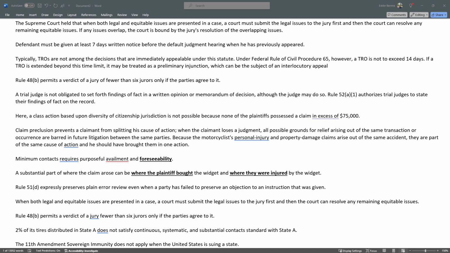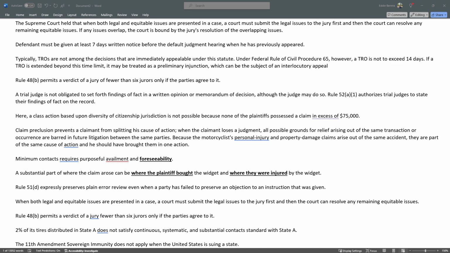Minimum contacts requires purposeful availment and foreseeability. A substantial part of where the claim arose can be where the plaintiff bought the widget and where they were injured by the widget. Rule 51(d) expressly preserves plain error review even when a party has failed to preserve an objection to an instruction that was given.